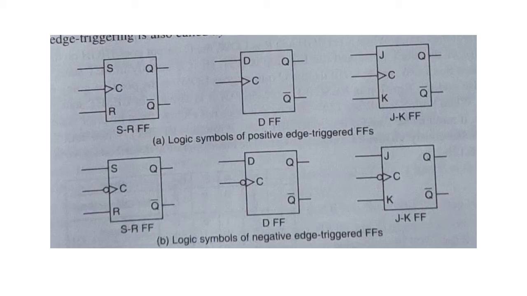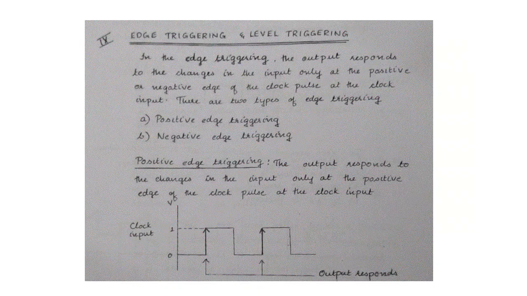Flip-flops are edge triggered, and this edge triggering can be positive edge triggering or negative edge triggering. It can be easily identified from the logic symbol by checking the clock signal. If the clock signal contains only a small triangle at the end, then we say that it is positive edge triggered. If we have a small round at the end of the clock, then we say that it is negative edge triggered.